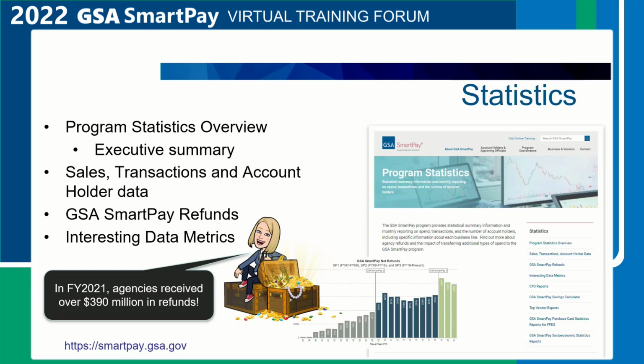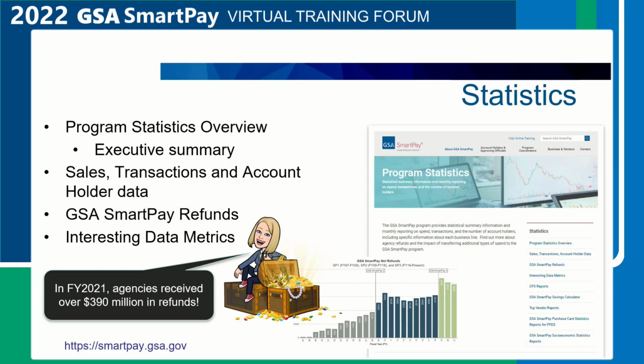Monthly sales, transactions, and account holder data is updated on a spreadsheet each month with new information that agencies can download and use. The GSA SmartPay Refunds program illustrates net refunds since 1997 in an interactive graph, including SmartPay 1, SmartPay 2, and SmartPay 3. In fiscal year 21, agencies received over $390 million in refunds.